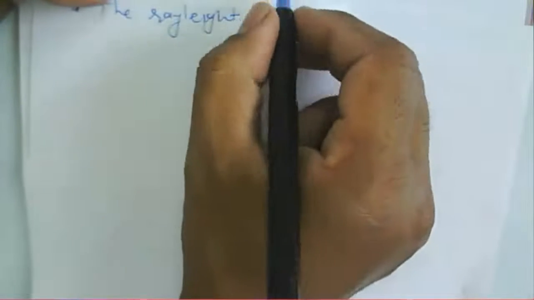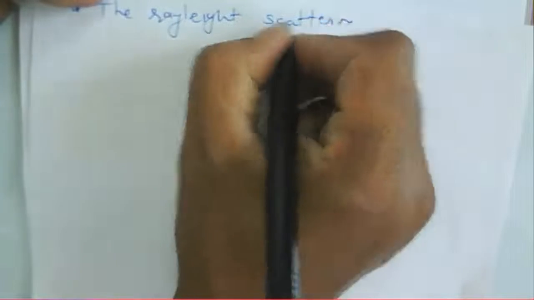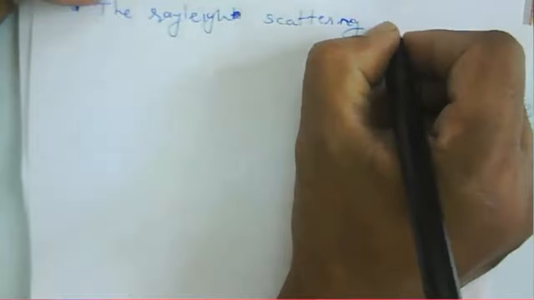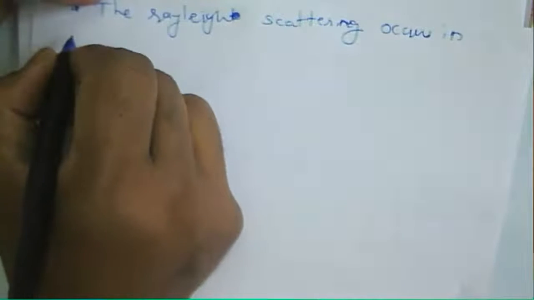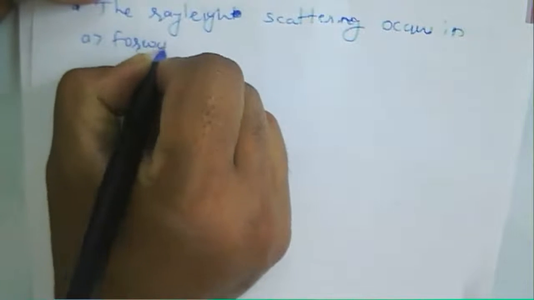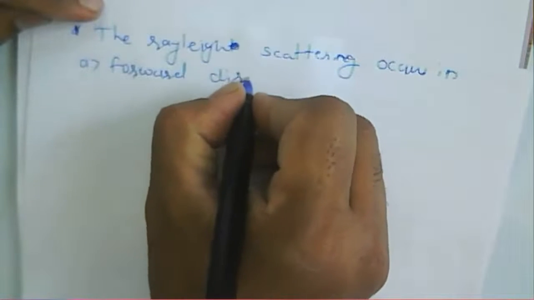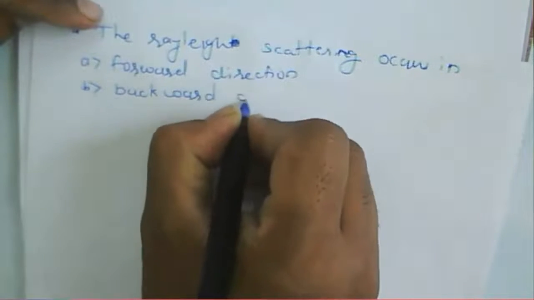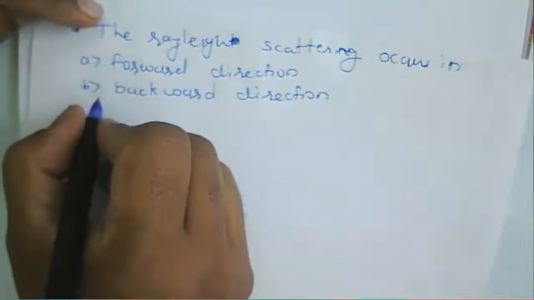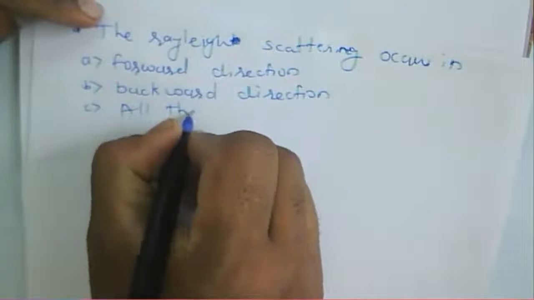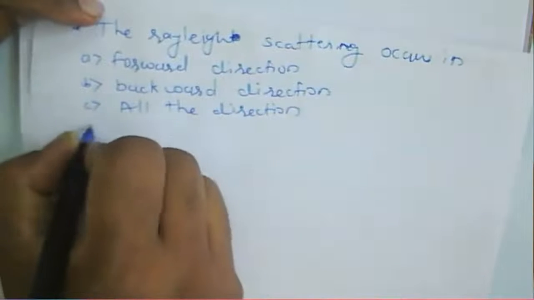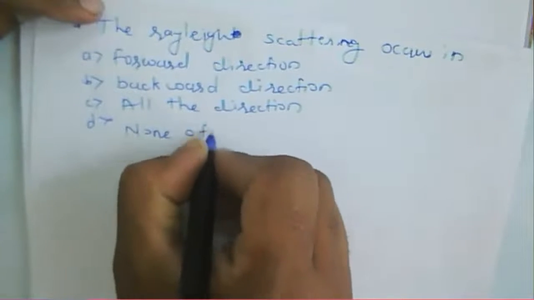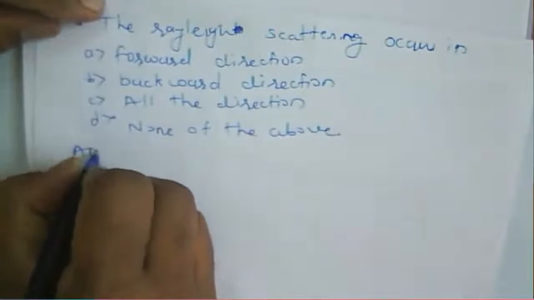Then next, about the Rayleigh scattering. Rayleigh scattering occurs in A, forward direction. Then B, backward direction. Then C, all the directions. Then D, none of the above. What is the answer for this?